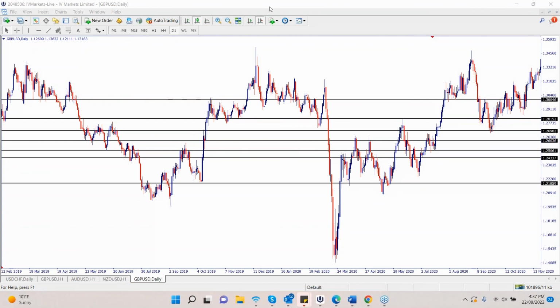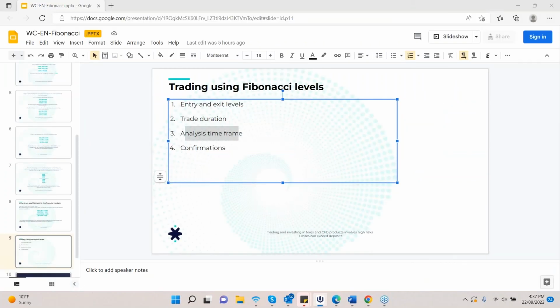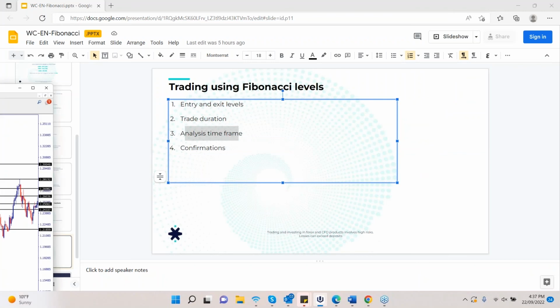So this is the time frame which I told you. We can use the Fibonacci with different time frames: on H4, on daily, M30, any time frame you are trading. You just have to capture the impulse. The impulse is very important no matter what time frame you are using. So let's see, this is the daily time frame.